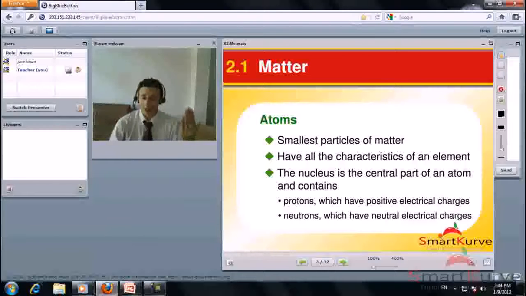So two positive charges will repel. Two negative charges will repel. But a positive and a negative charge will be attracted to one another. There will be a force of attraction.